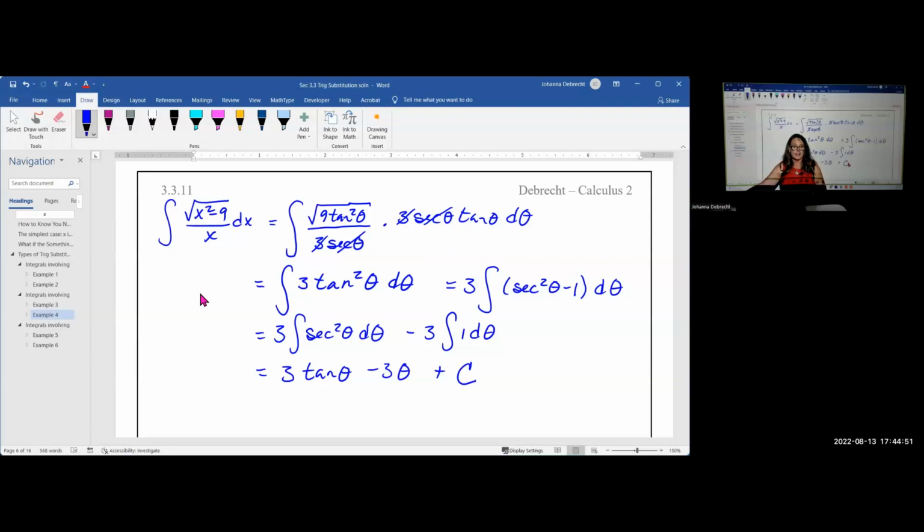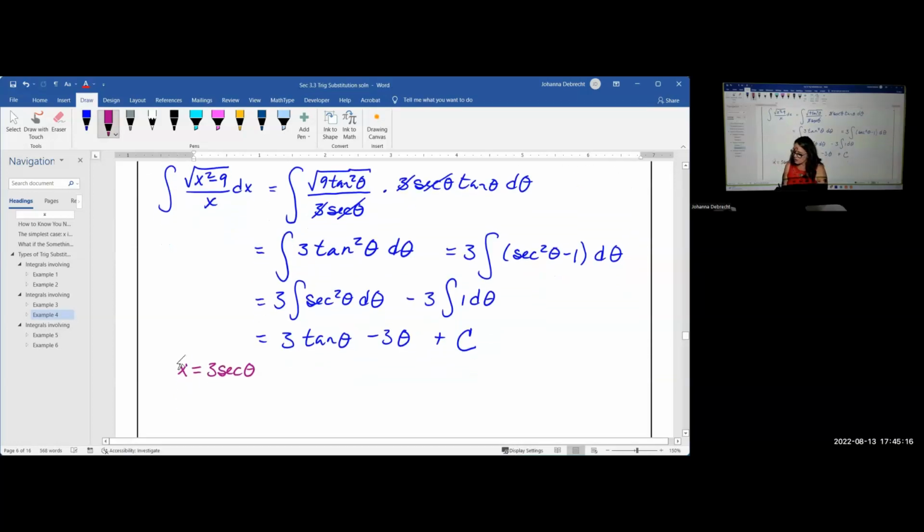I think I'm happy with that, except that my original integral was in terms of x. So I've got to use that substitution factor again for the third time in order to get back into terms of x. So we're going to write it down again, and maybe I'll use a different color this time to make it stand out. X equals 3 secant of theta. And now I'm going to draw my triangle. They're getting smaller and smaller. I don't know why. Remember that this is my substitution equation. And so secant of theta is equal to x over 3.